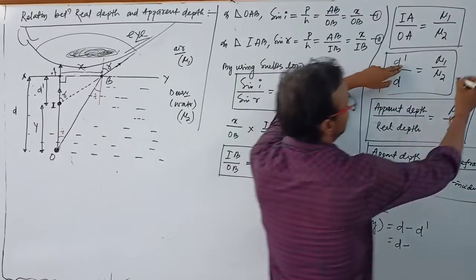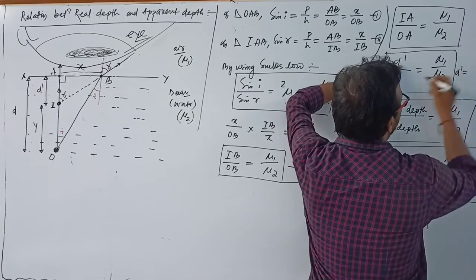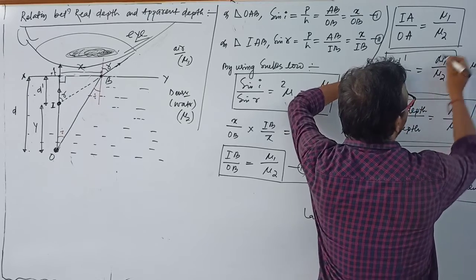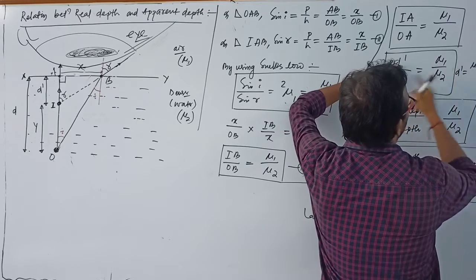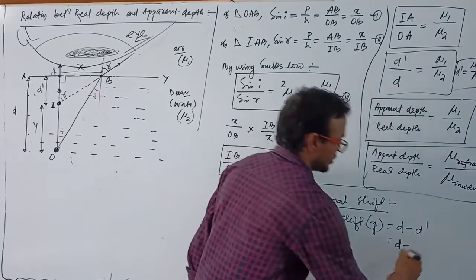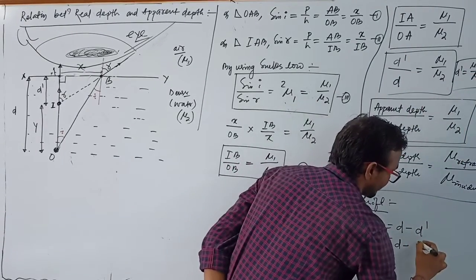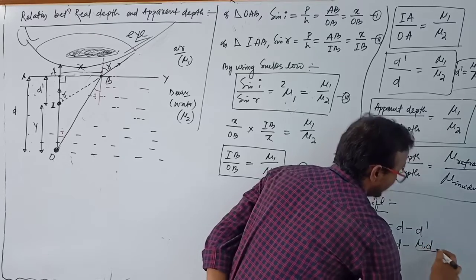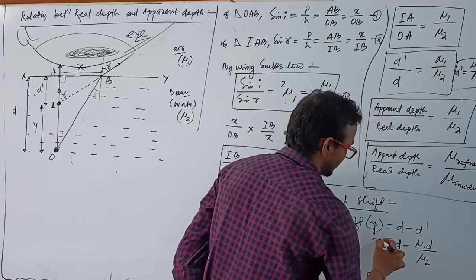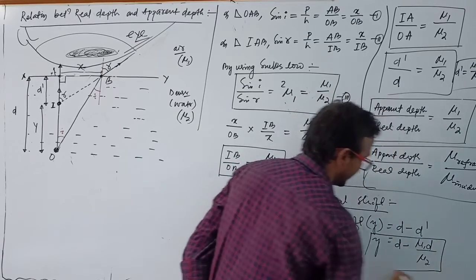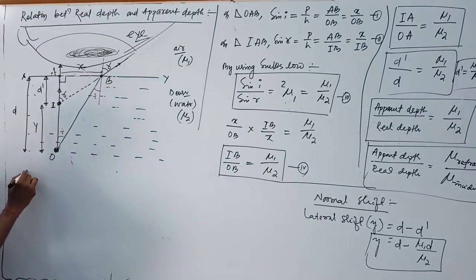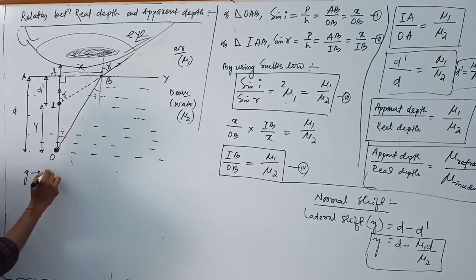d dash can be written here, that is d dash equal to, if we multiply this relation here, mu1 into d by mu2. This is d dash. So if we use this relation here, mu1 d divided by mu2. Clear? This is known as y, and this is here the normal shift. Clear? Here y is known as normal shift.